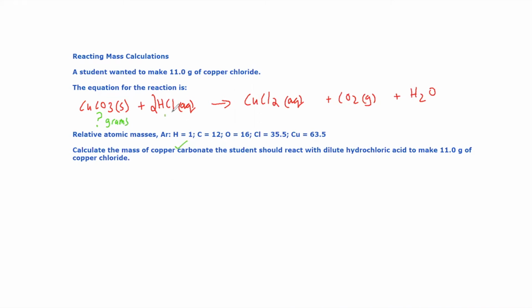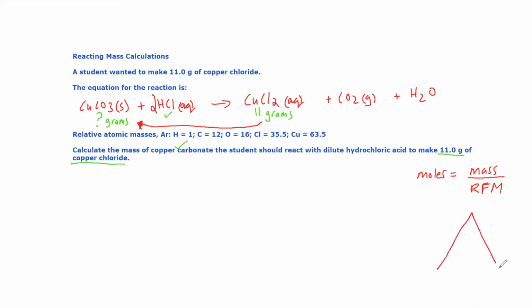I'm ticking it off. And they give me hydrochloric acid, and then I start off with 11 grams of copper chloride. And then what I should do is connect those two, and you'll see why in a minute. Again, I'm going to write the formula, moles equals mass over RFM, or RAM, or MR, lots of different versions. I'm going to make my triangle. Okay. And then step 1.